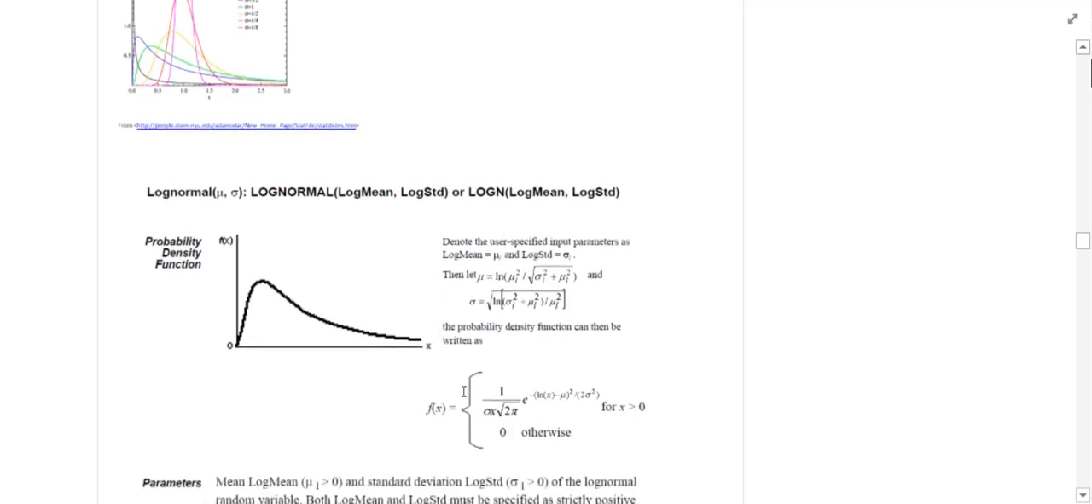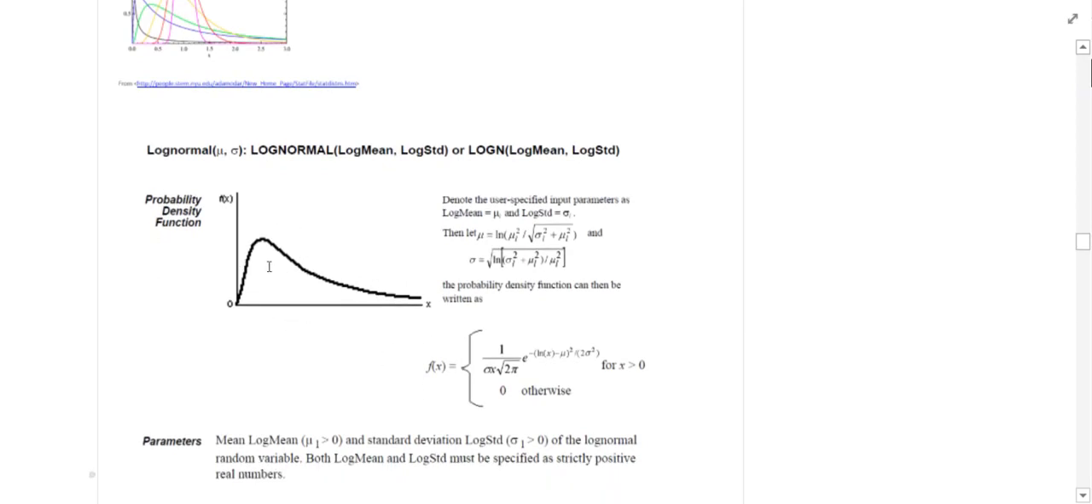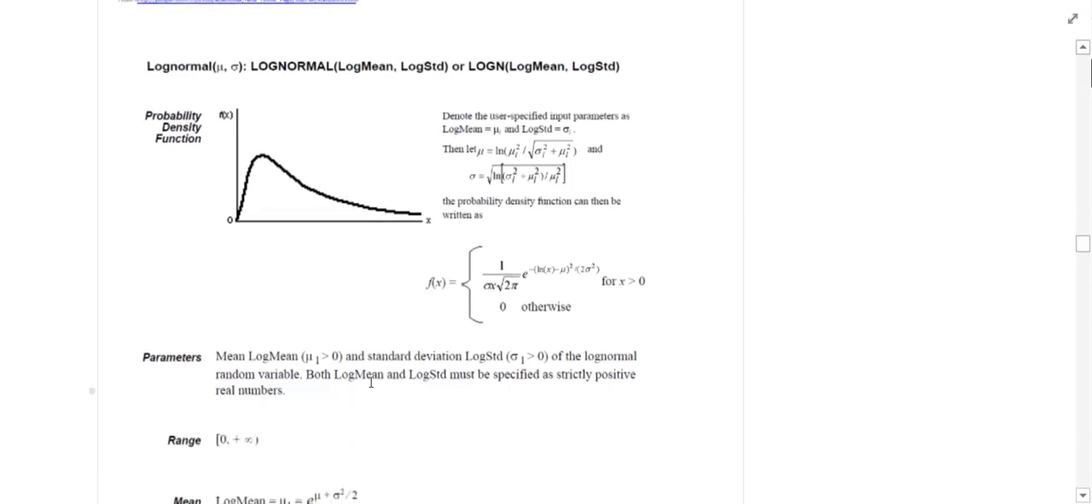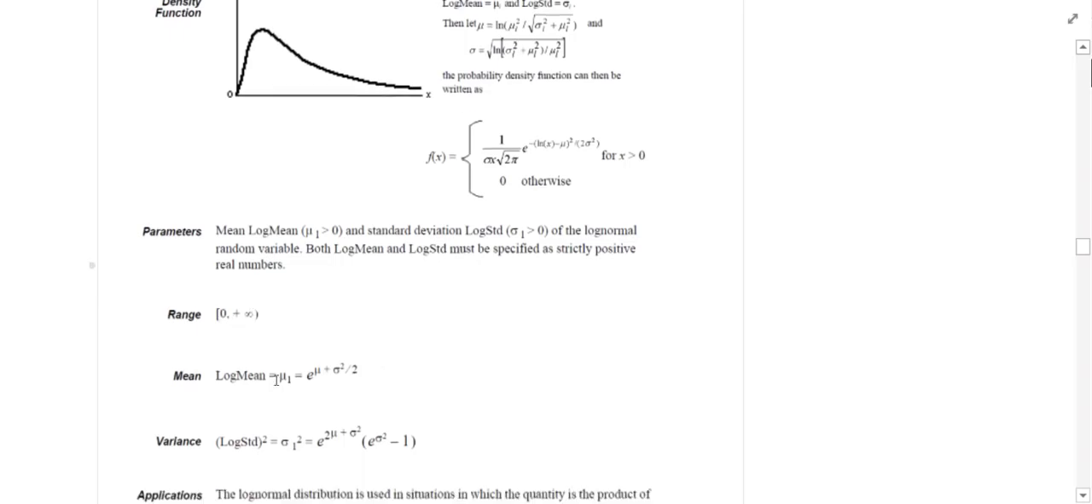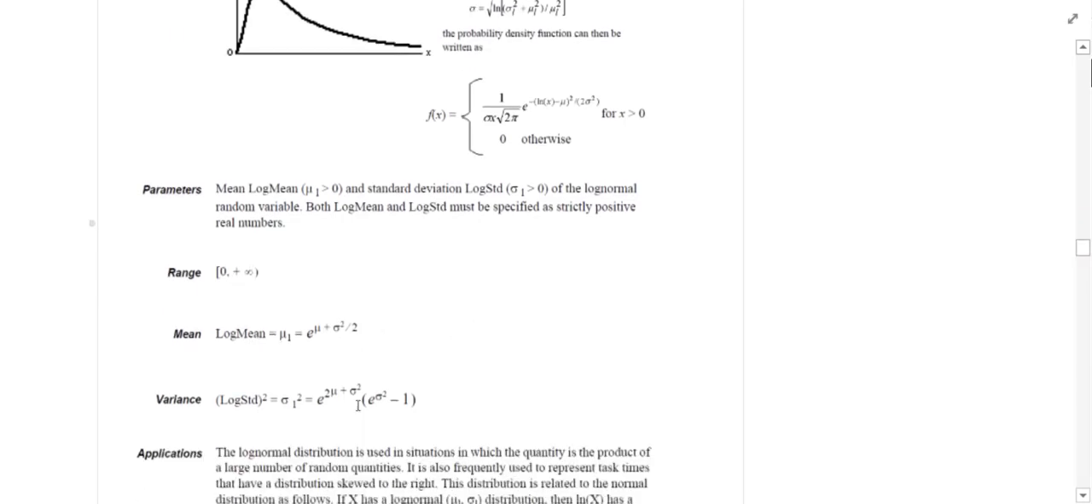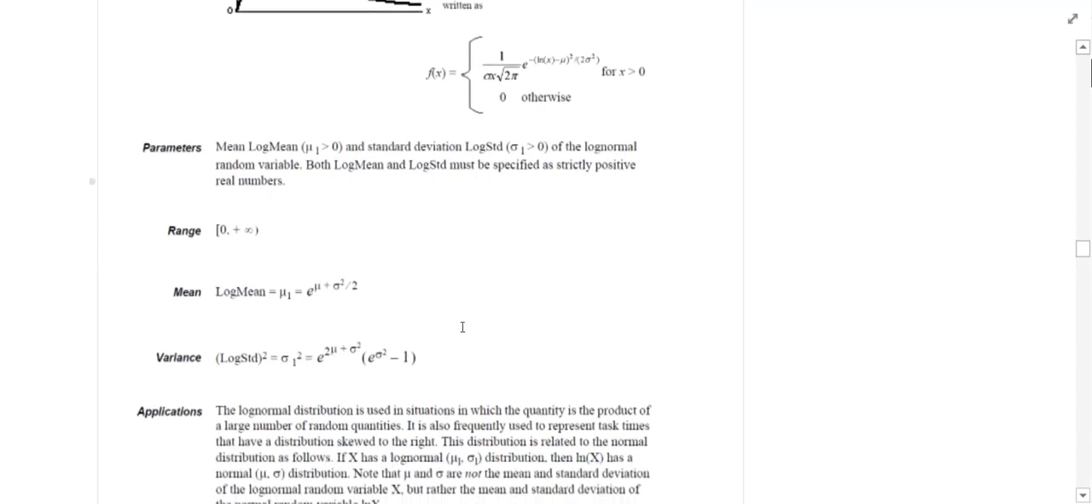Okay, so you've got the equations that drive this here. You've got a probability density function shown here, and you can see that that's skewed, not the characteristic normal curve, but skewed in one direction. So again, the mean, log mean, and the standard deviation, log standard, are of the log normal random variable. They both must be specified as positive numbers. Our range in this case, again, 0 to positive infinity. You can see the mean calculated here and the variance calculated here.